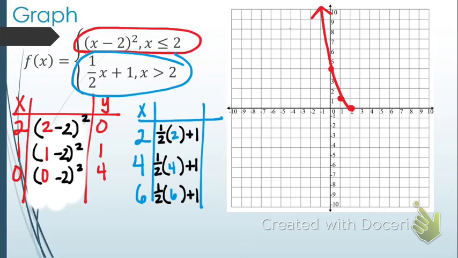Half of 2 is 1. 1 plus 1 is 2. Half of 4 is 2. 2 plus 1 is 3. Half of 6 is 3. And 3 plus 1 is 4. So who had that for their numbers?